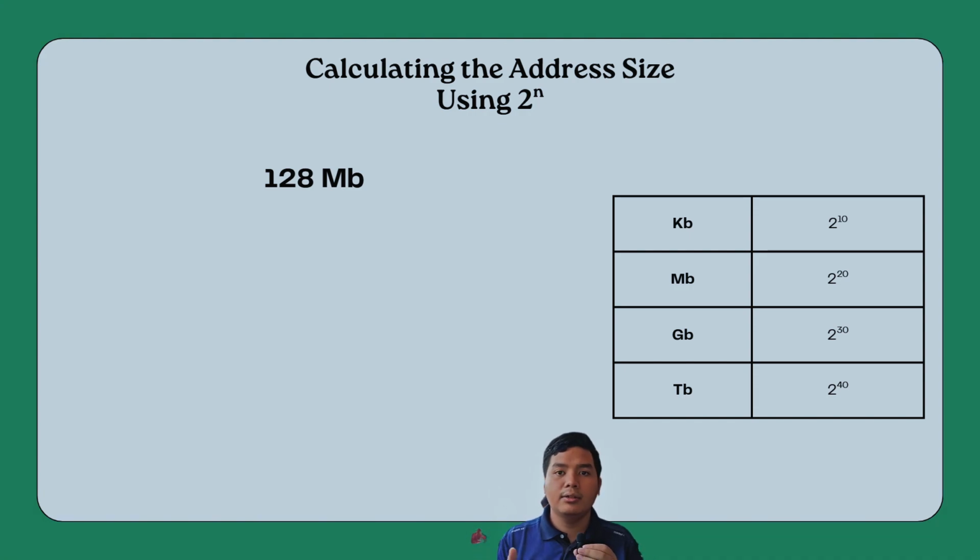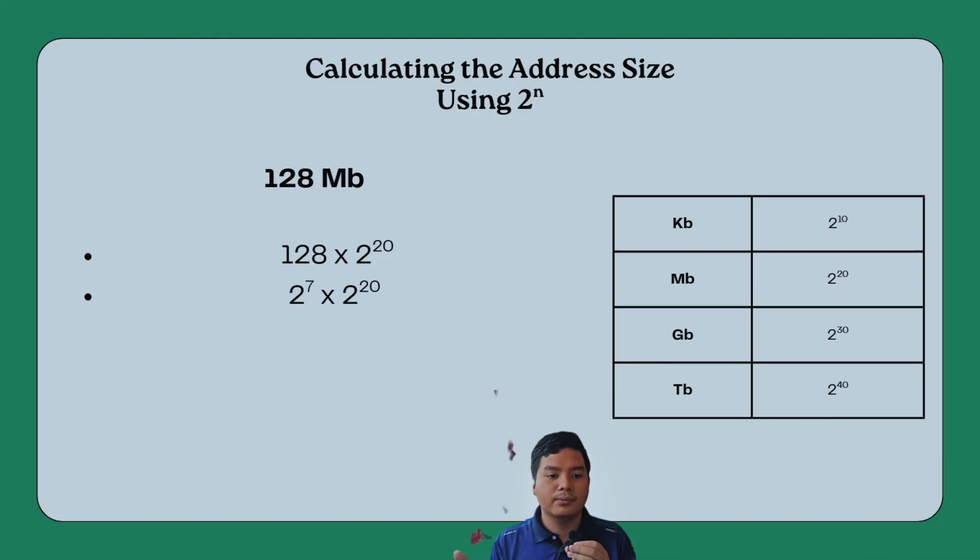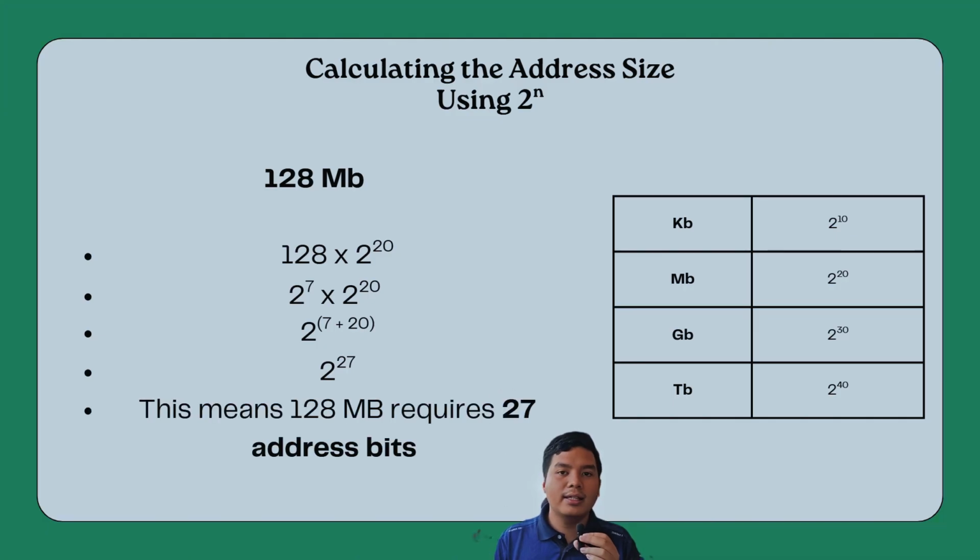So firstly, we will need to write 128 multiplied by 2 power of 20. Then we need to convert 128 to the 2 power of n. Then we will get 2 power of 7 multiplied by 2 power of 20. Then we will need to combine the power of both 2, which will be 2 power of 7 plus 20, and we will get 2 power of 27. By this, we can see that our address bit is 27 address bits.